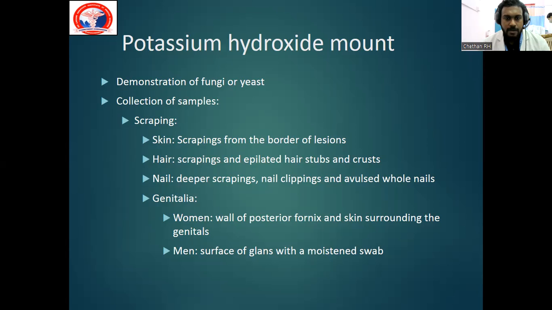For nails, you can take deeper nail scrapings or nail clippings, or you can avulse the whole nail and then examine it with potassium hydroxide mount using a microscope. Regarding the genitalia, especially for women with white discharge, you can collect the discharge directly from the posterior fornix and the skin surrounding the genitalia. And from men, you can collect it from the surface of the glans using a Western swab.